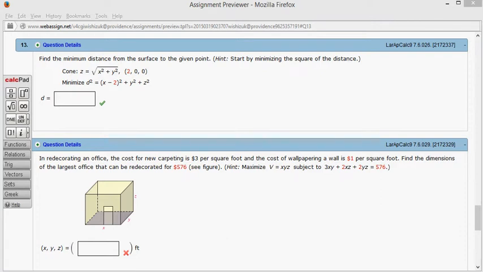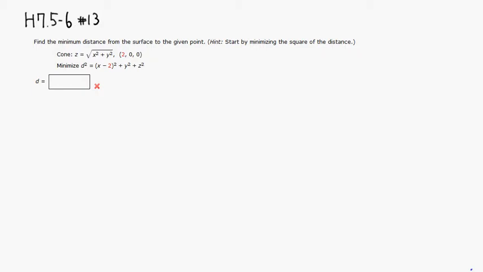Alright, let's look at the homework 7.5, 7.6, problem number 13. So here we want to minimize this distance formula, with the constraint z equals the square root of x squared plus y squared.